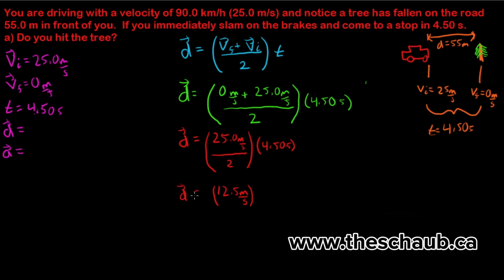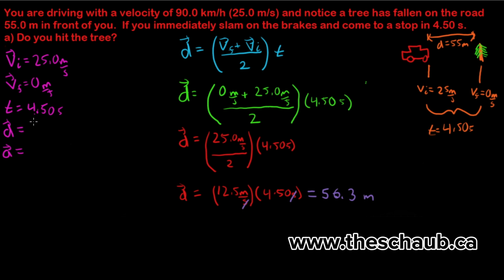D is equal to 12.5 meters per second multiplied by 4.50 seconds. 12.5 meters per second multiplied by 4.5 seconds gives us a final answer of 56.3 meters, because our seconds on the top cancel with our seconds on the bottom. Do we hit the tree? Well, yes, the tree was 55 meters away and we traveled a distance of 56.3 meters.